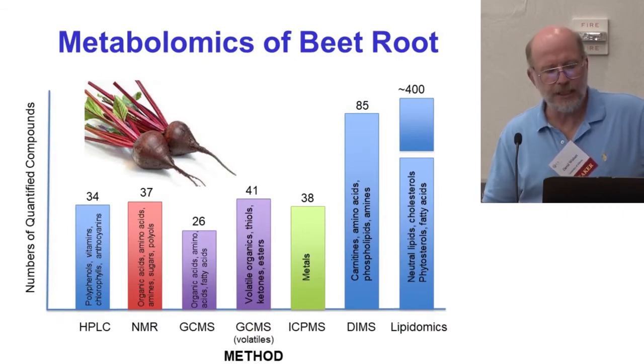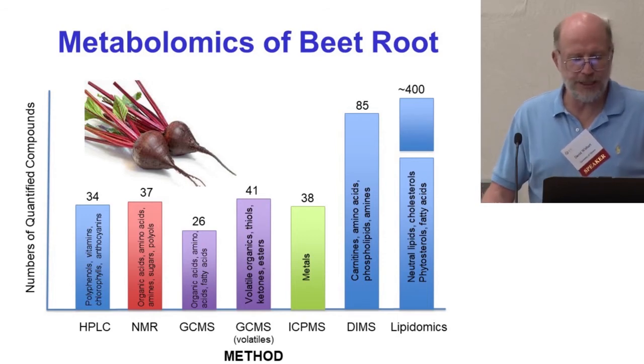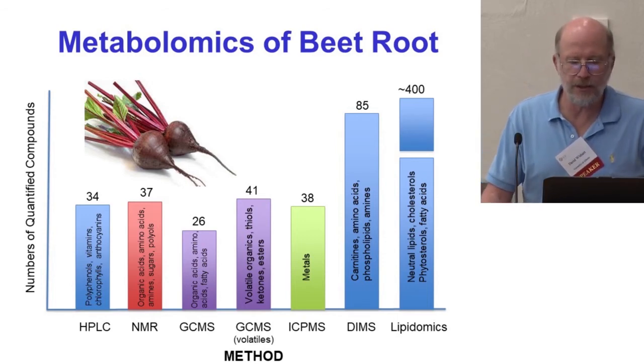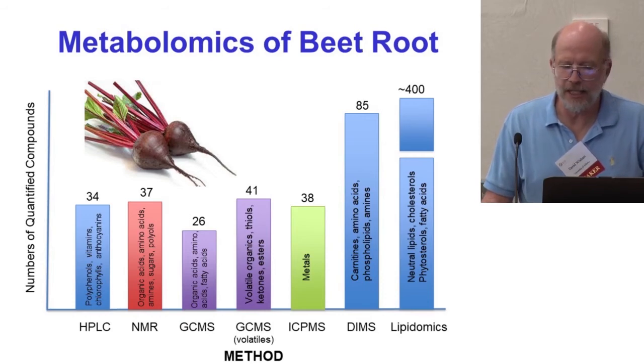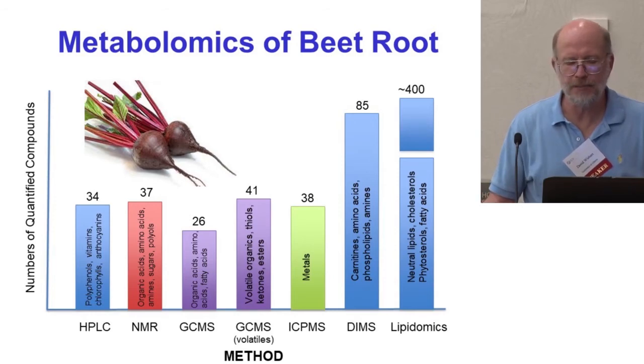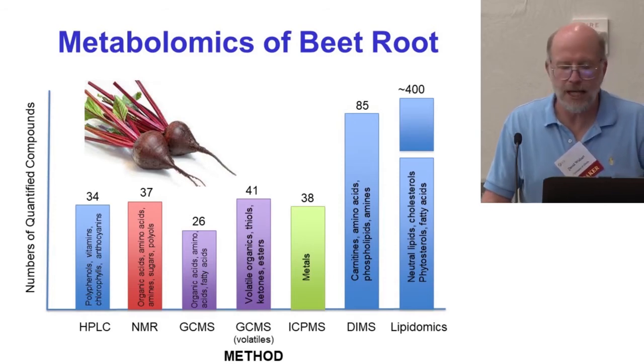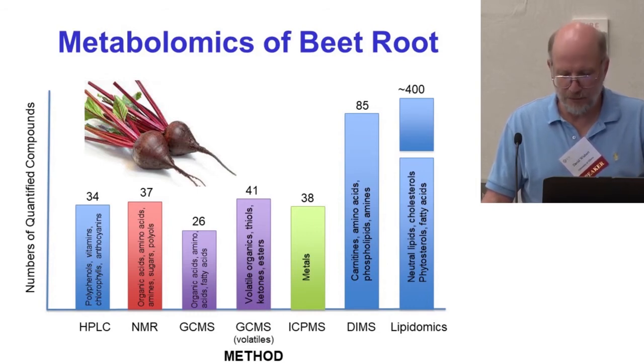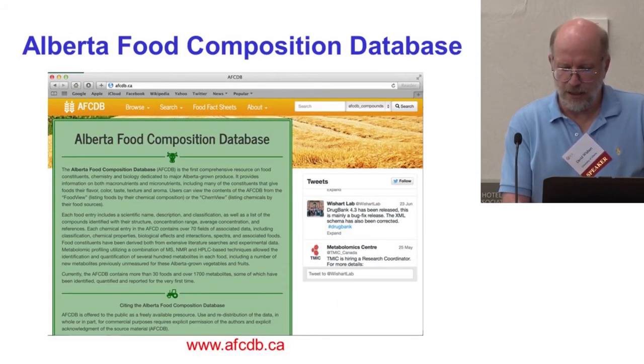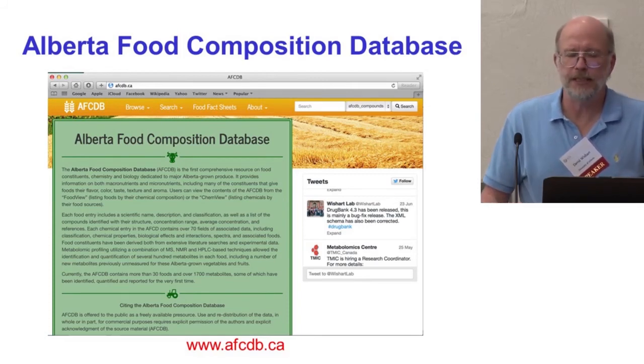As an example in more detail, this is just from beetroots, illustrating the number of compounds that we can measure, usually with specialized HPLC UV assays, more specialized NMR assays, different types of GCMS assays for non-volatile and volatiles, the different metal ions that we could measure, and the variety of compounds detected by LCMS. So that information, for all these different food products, was then put onto a database. We call it the Alberta Food Composition Database.